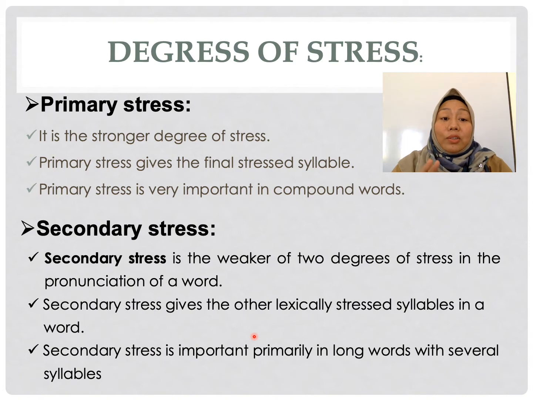All right, there are two degrees of stress. The first one is primary stress and the second one is secondary stress. Primary stress is the stronger degree of stress, and it gives the final stressed syllable, and it's very important in compound words, while the secondary stress is the weaker of two degrees of stress in the pronunciation of a word. And secondary stress gives the other lexically stressed syllable in a word, and it is important primarily in long words with many syllables, with more than two syllables, in long words.